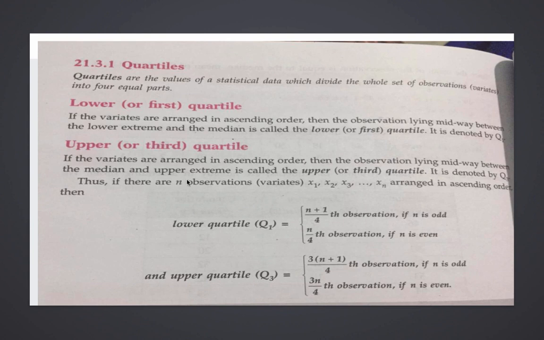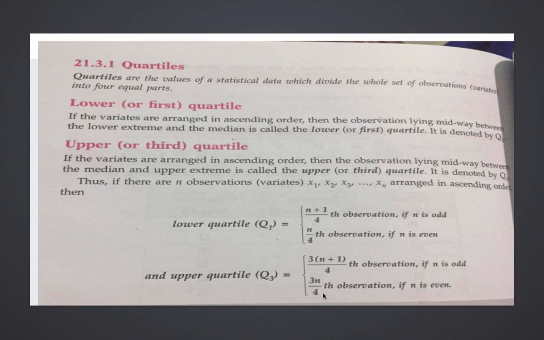Fine. Thus, if there are n observations, these are the variates arranged in ascending order, then upper quartile Q3, this is the formula. So, 1 by 4, if added 1, 2, 3 times, it becomes 3 by 4. So, the same formula, just 3 by 4 will be there. N plus 1 was there for odd, so n plus 1 remains the same, and 3 by 4 is there. Here it was n by 4 already, so we have to just write 3 in the numerator. So that 3 by 4 part we get.